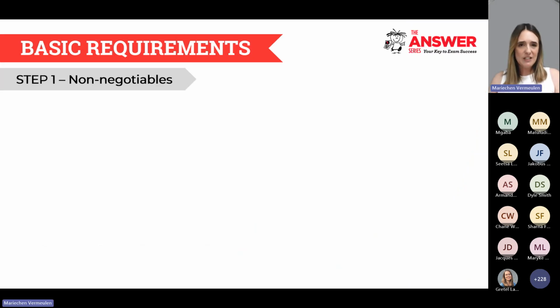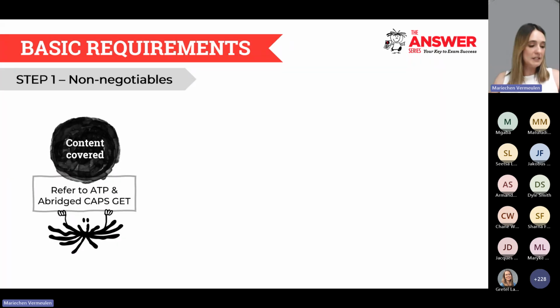Right, so you have your policy documents now, and you first have to acquire your non-negotiables from these. And what I mean by non-negotiables are things like, what content am I supposed to be covering? Okay, what topics, according to the ATP, for example, should I be doing in term 1?